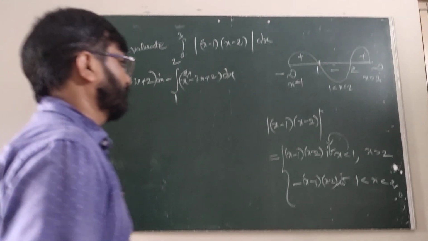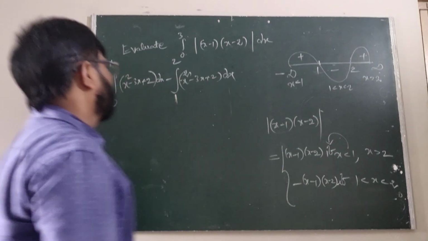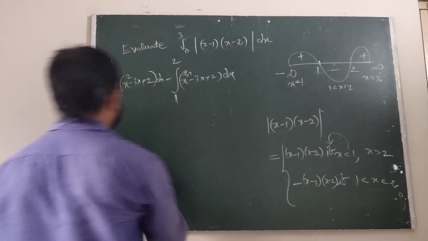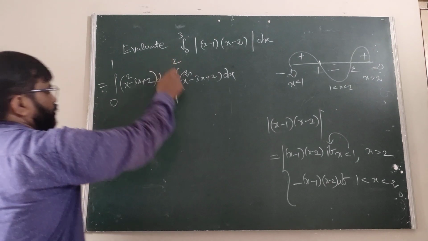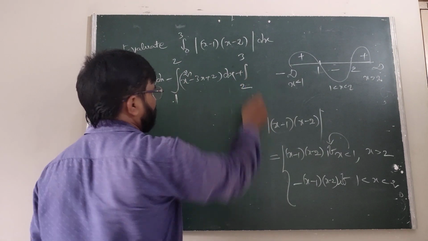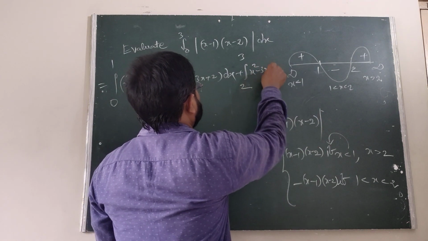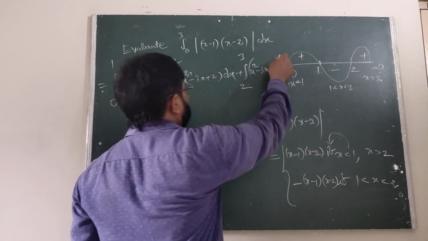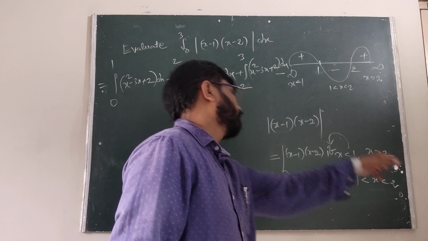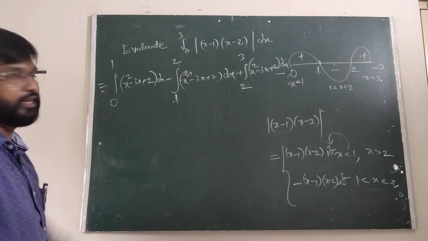Then 2 to 3, above 2. The limits given are 0 to 3. First you take 0 to 1, after that 1 to 2, then 2 to 3. Above 2 is also positive. That's why you are taking x square minus 3x plus 2 dx. Below 1 and above 2 it is positive, but between 1 and 2 it is negative. That's why you are taking minus.